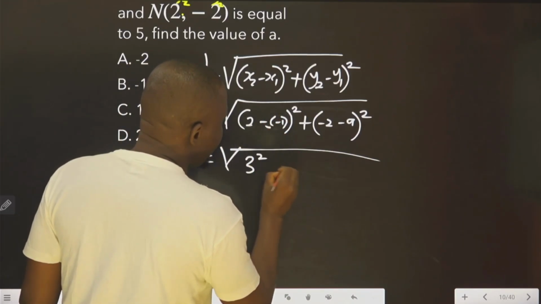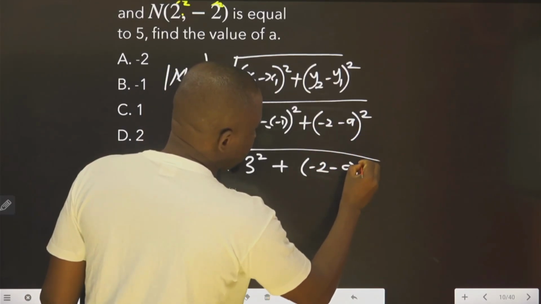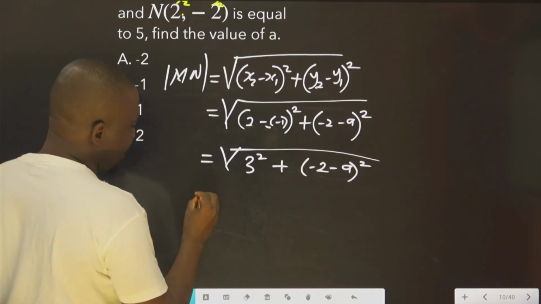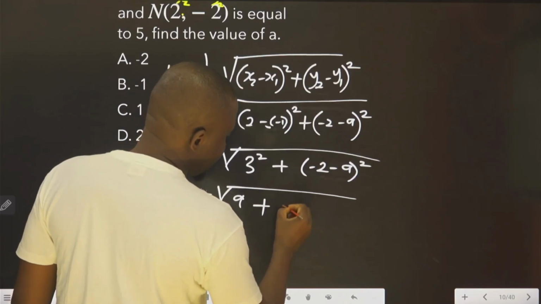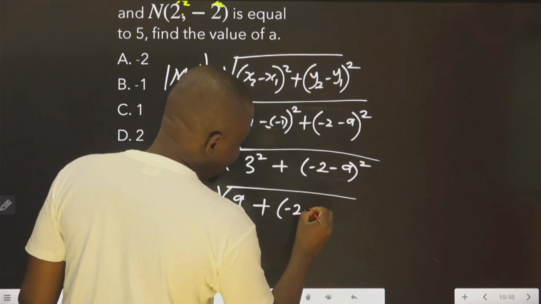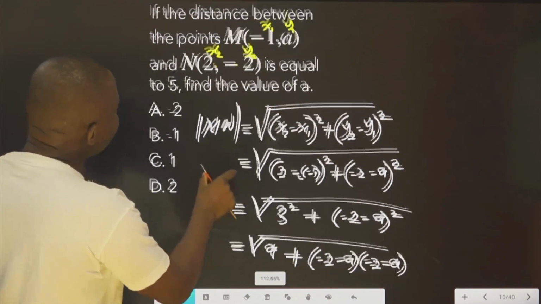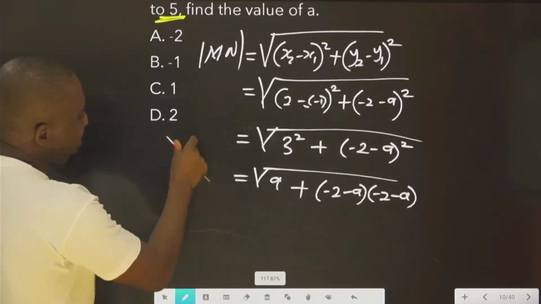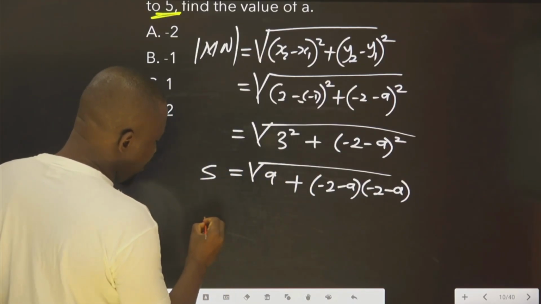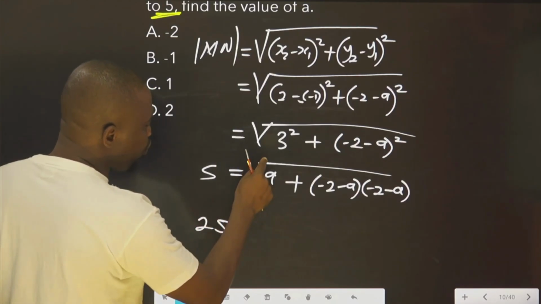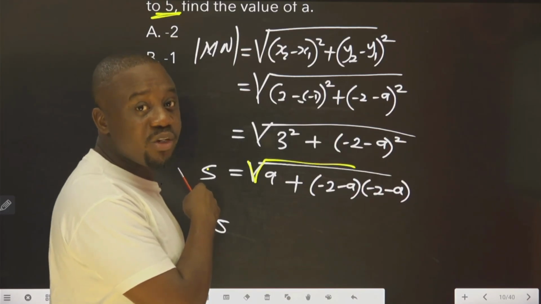That is 3 squared plus. This is something we cannot just do straight away. We need to expand that. This will give us 9 plus, this is simply like this, we write it twice. What is MN? The distance altogether is what? 5. I put 5 here now. Then we move this to this side. If we move this to this side now, I'm going to have 25. That is, this square will cross to this side to be square of 5, which is 25.